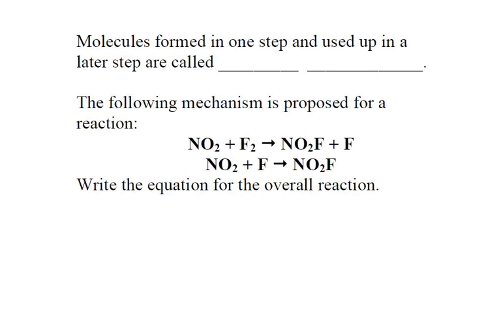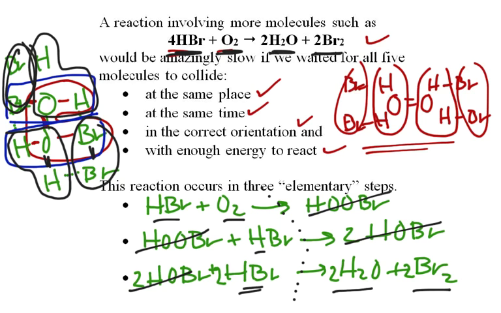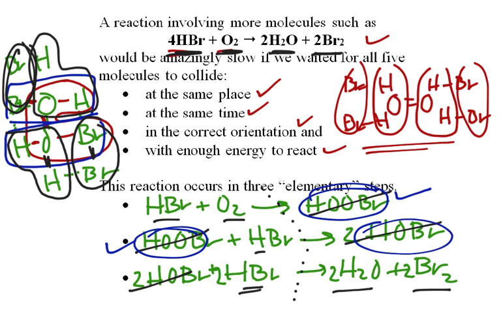Now molecules that are formed in one step and used up in a later step are called reactive intermediates. So for instance, in our reaction we just saw, the HOOBr was a reactive intermediate because it was formed in one step and used up in a later step. And the HOBrs were also reactive intermediates, formed in one step and used up in a later step.